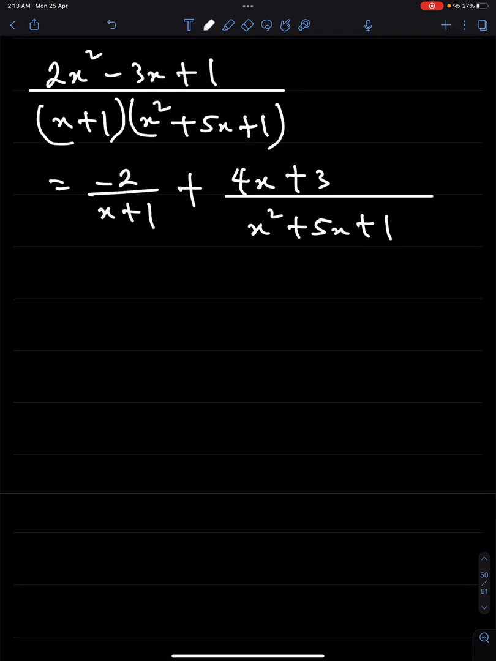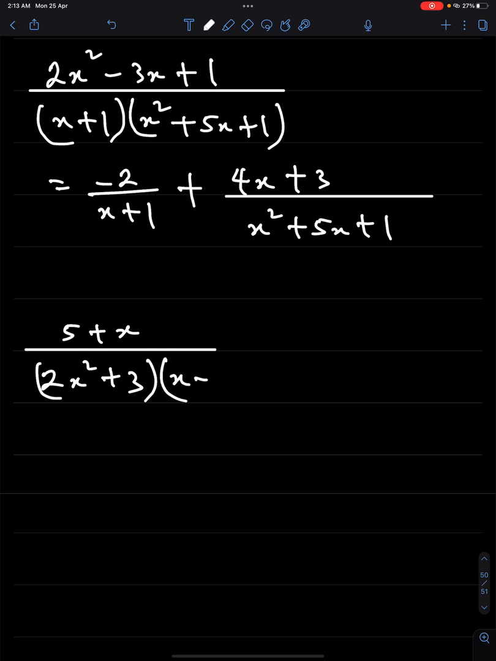Let me take this. This is another example. Resolve, no, that's not the one I want to take. Resolve 5 plus x over 2x squared plus 3 times x minus 1 into partial fractions.